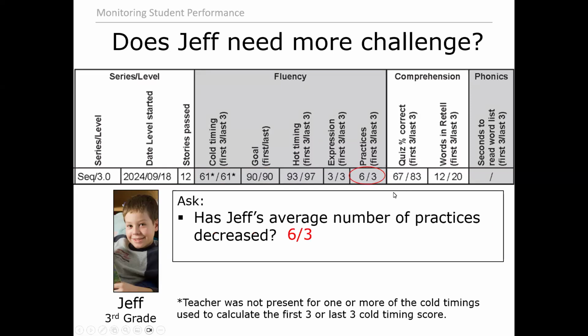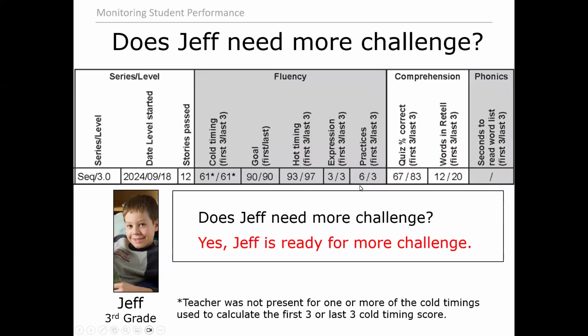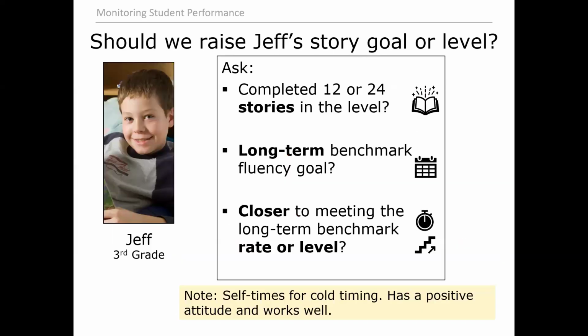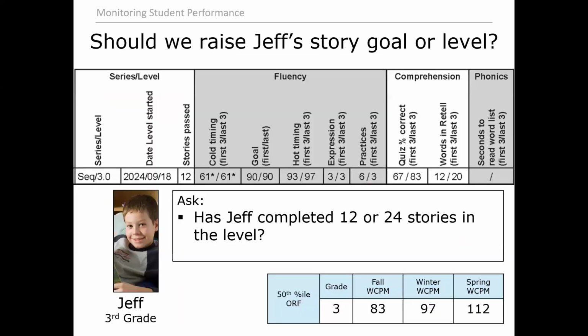His practices have been cut in half. If he were to practice three more times, do you think his hot timing score would be higher than 97? You bet, right? So the difference between his hot timing, this gain would have been significantly larger had he practiced the same number of times. So Jeff definitely needs more of a challenge. He's made progress in two or more areas. The question is, what do we do? What we do is we take a look at how many stories he's passed. He's only passed 12.